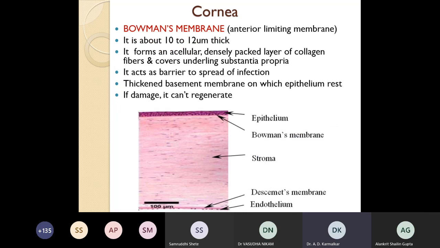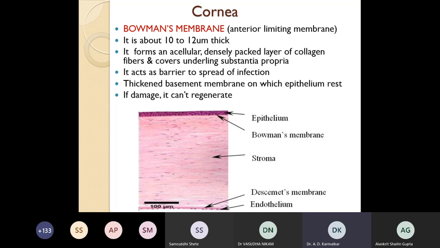Bowman's membrane, also called the anterior limiting membrane, is about 10 to 12 microns thick. It is acellular, and densely packed collagen fibrils are present in it, just above the substantia propria. This Bowman's membrane acts as a basement membrane on which the cells of the stratified squamous epithelium, that is the anterior epithelium, are resting, and it acts as a barrier to the spread of infection.